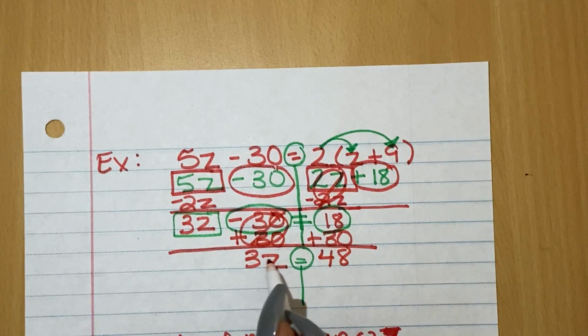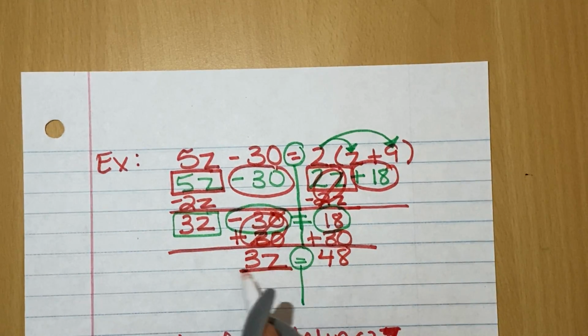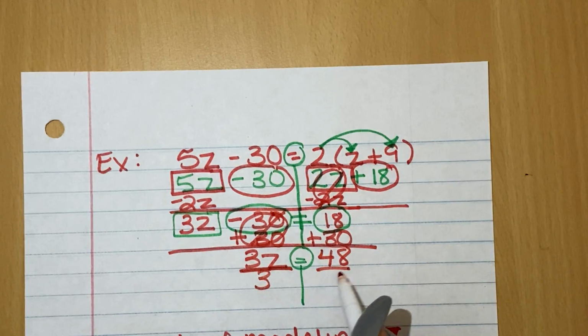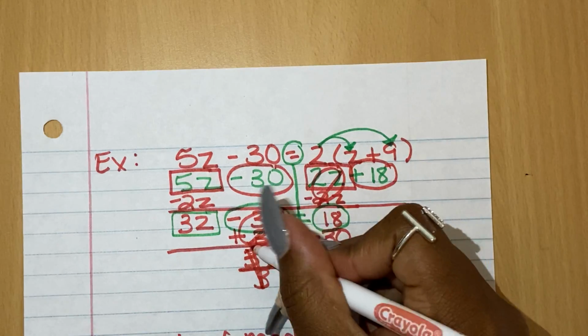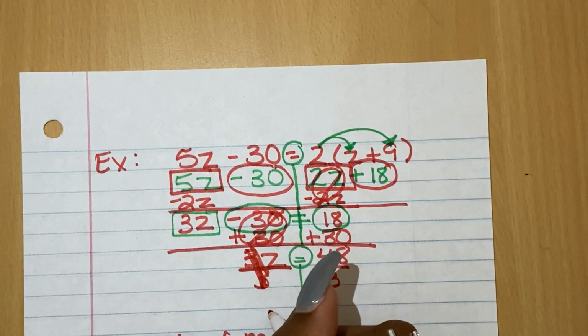Now I got to get rid of that 3. This 3 and the z are being multiplied by each other. We're going to get rid of it using division. Divide by 3 on both sides. 3 divided by 3 is 1. You're left with z here.